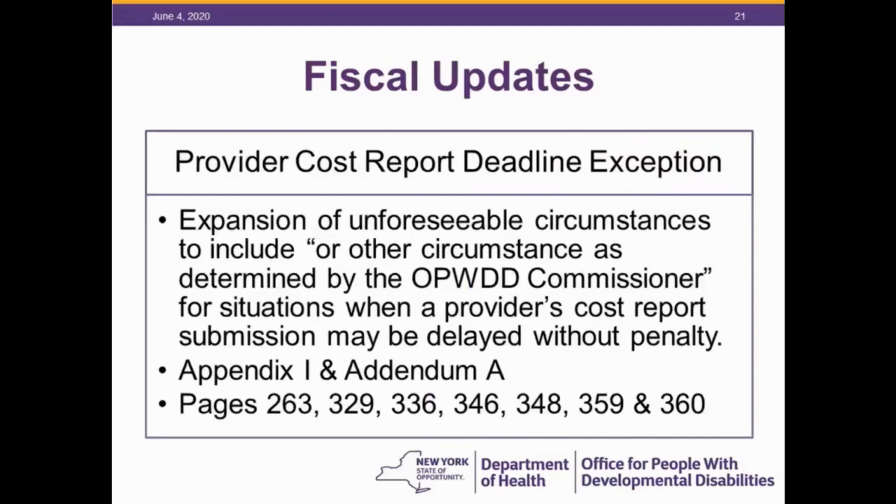So the final fiscal update, this is Kevin again, really deals with the expansion of the definition of an unforeseeable circumstance as it relates to the provider deadline to submit cost reports. Right now, the language does specify certain natural disasters, and we wanted to give the commissioner an additional degree of flexibility to identify appropriate instances that could otherwise adversely impact an agency's ability to timely submit the cost report. So the language that we've added, highlighted on the slide here, is "or other circumstances as determined by the OPWDD commissioner."